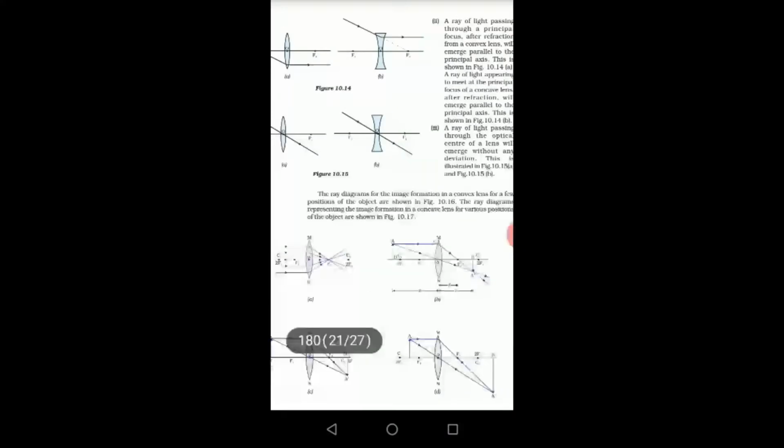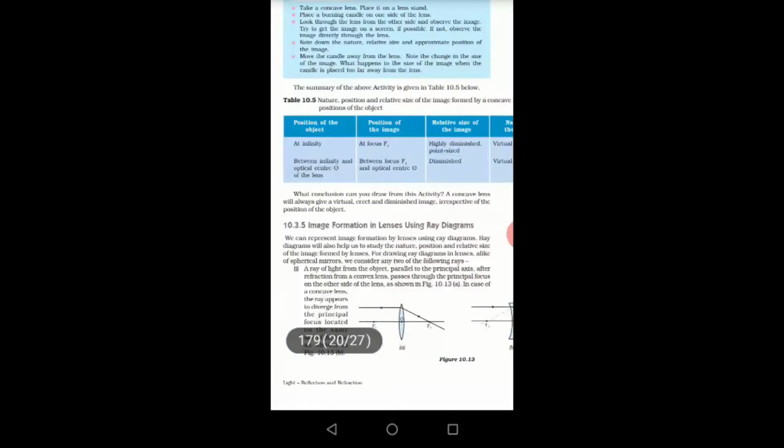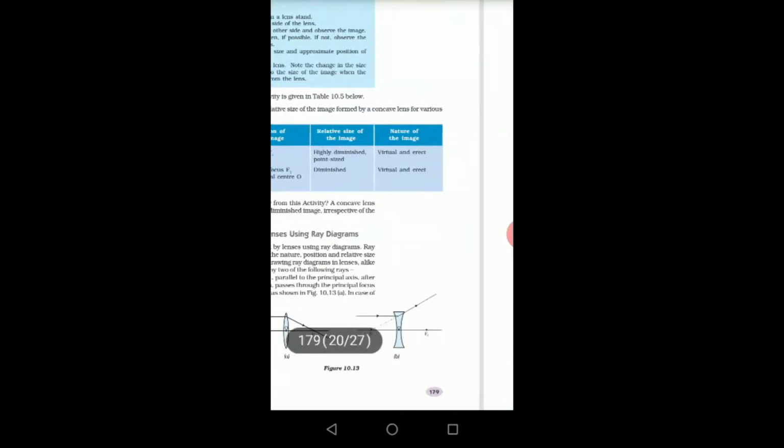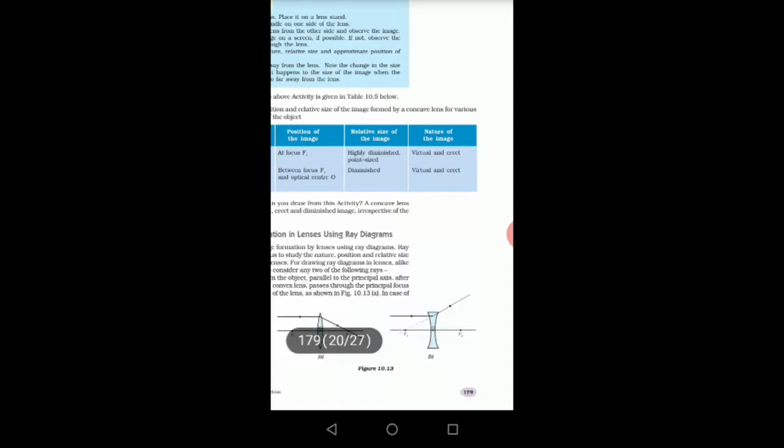Now image formed by the concave lenses. Case number 1, when an object is at infinity, image is formed number 1 at focus, highly diminished point size, third number virtual, and fourth erect. So these are the characteristics of the image.